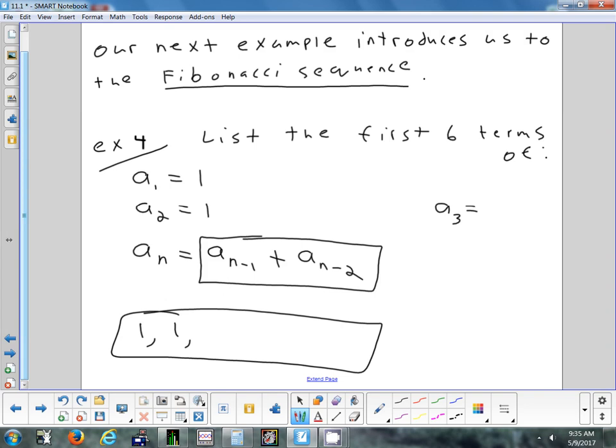So any questions on a geometric sequence? Okay, so just write down the 2 explicit formulas and you're pretty much good to go.